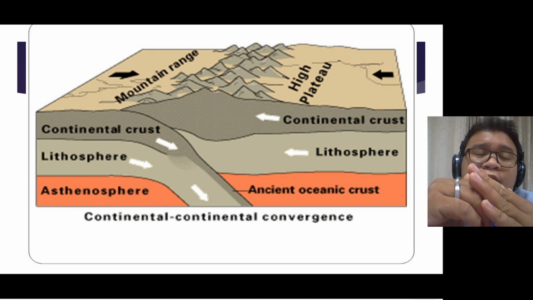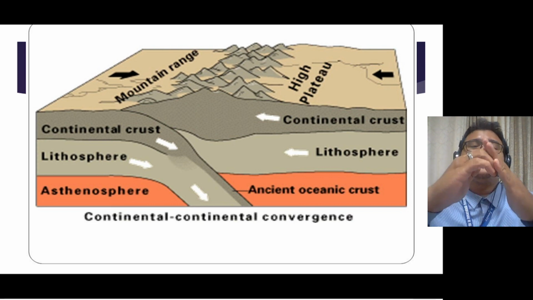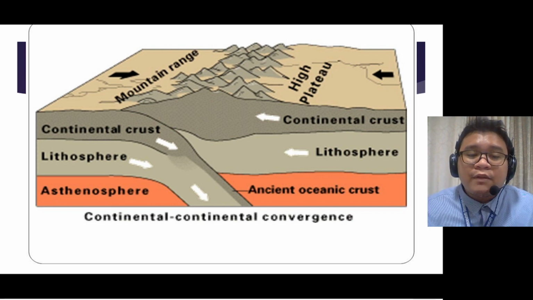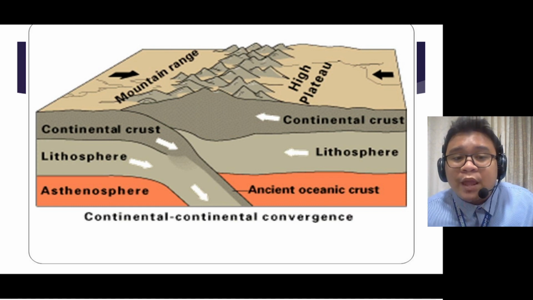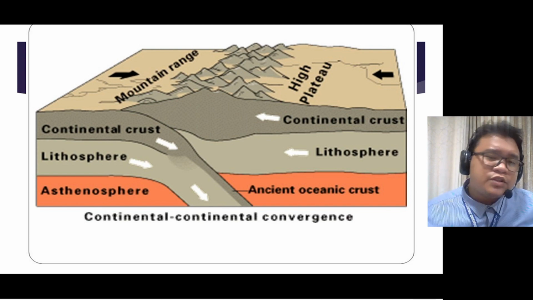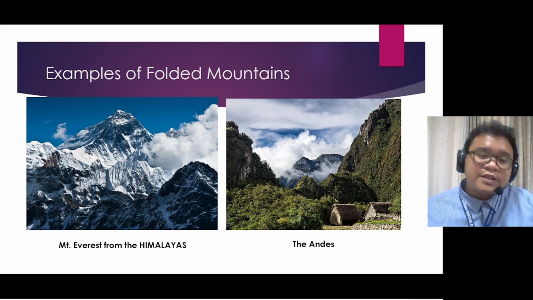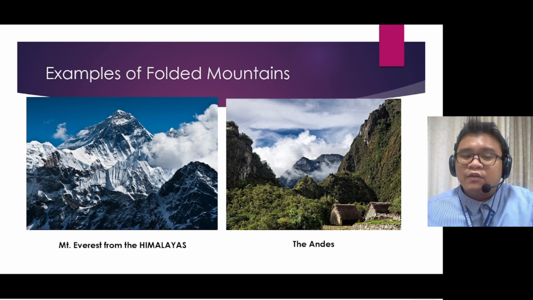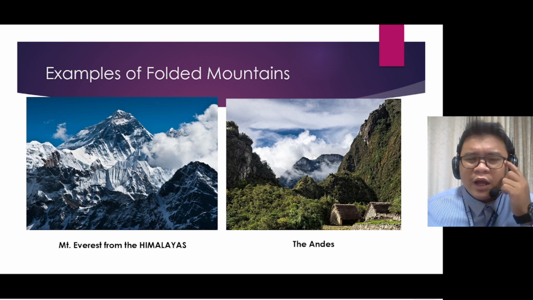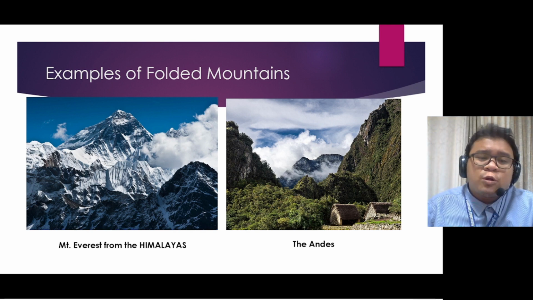But because of this inherent buoyant property, the crust experiences uplifting, or the upwarping effect, which causes the formation of some of the tallest mountain ranges that we can see on our planet. A good example of these folded mountains is Mount Everest in the Himalayas, and of course the Andes, in the southern portion of America. These are some of the examples of folded mountains.